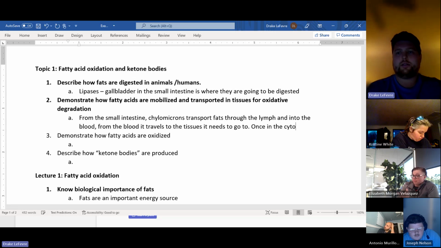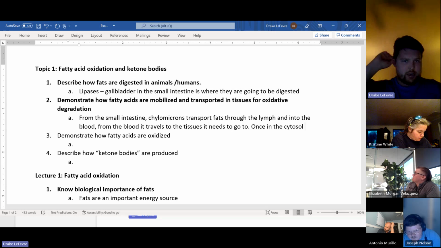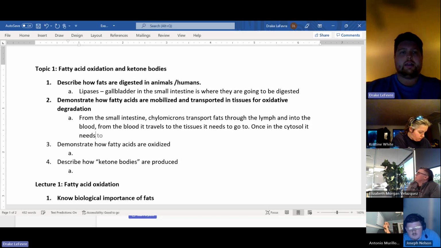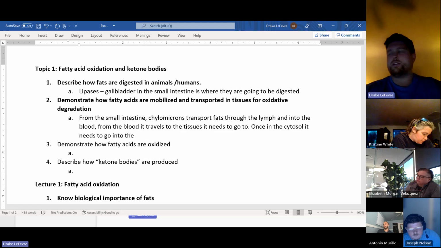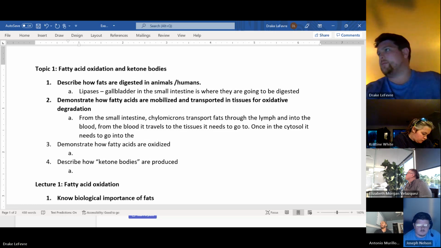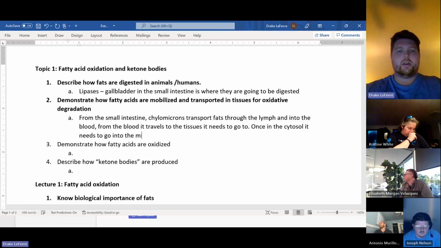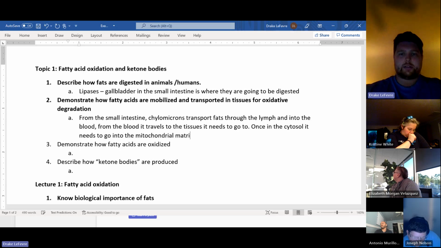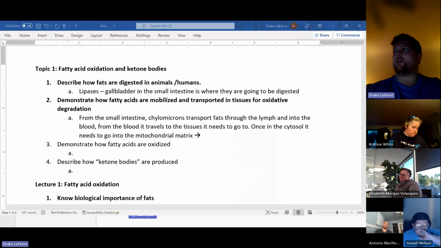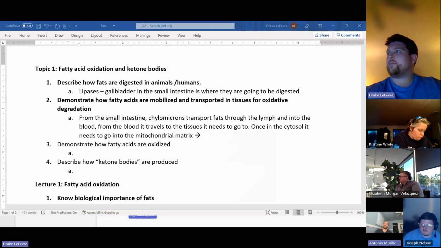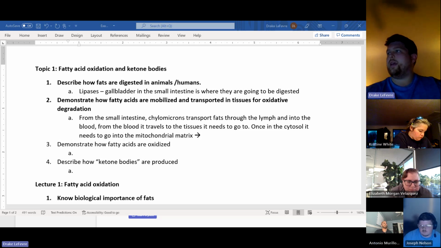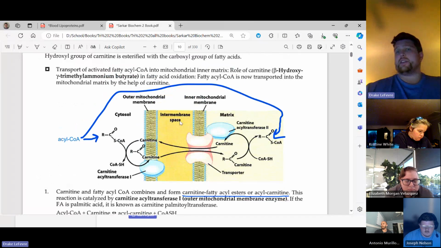Once in the cytosol, we're talking specifically about oxidative degradation. Where does it need to go for oxidative degradation? The mitochondrial matrix. Specifically, how does it get into the mitochondrial matrix? It uses a carnitine transporter.